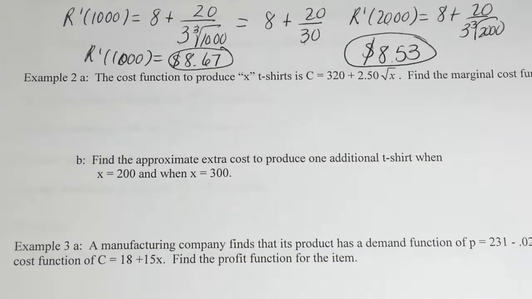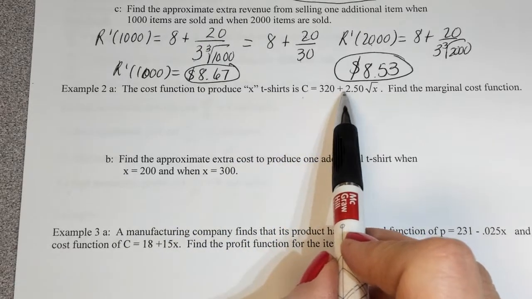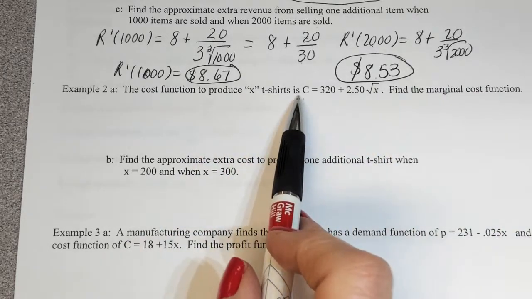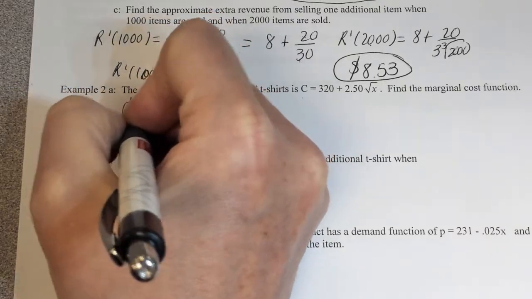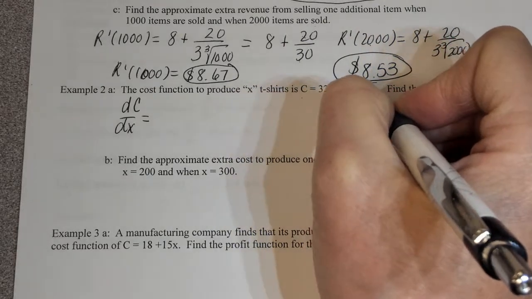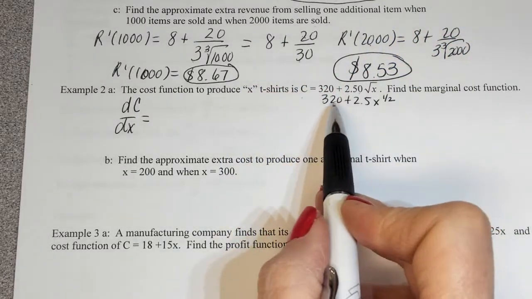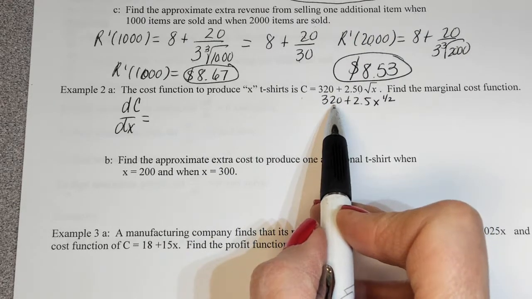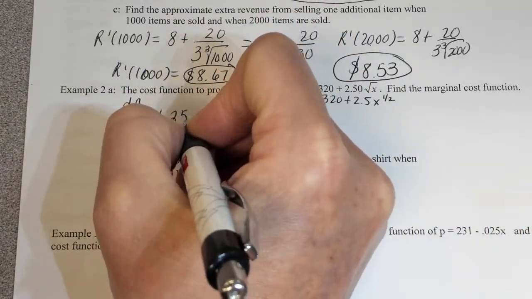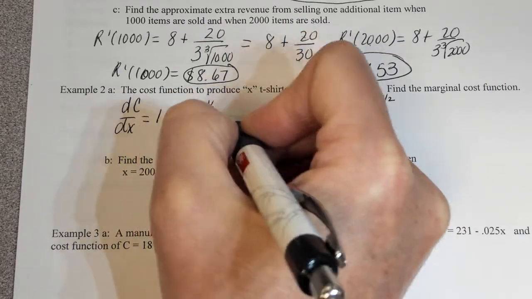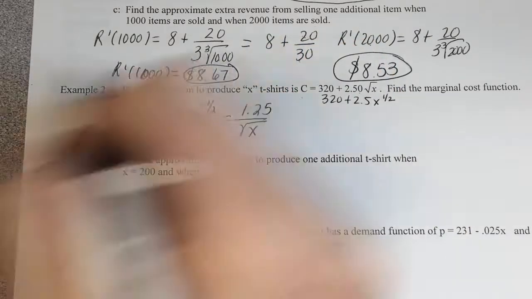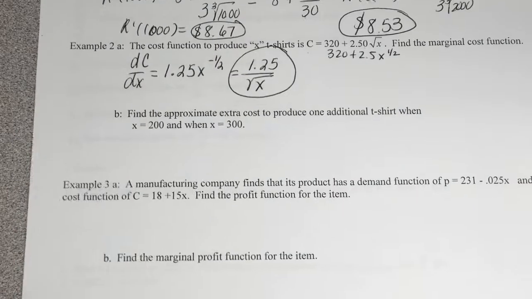The cost function to produce x t-shirts is C equals 320 plus 2.5 radical x. Find the marginal cost function. So marginal cost function, that's just our derivative of C with respect to x. I need to rewrite this as 320 plus 2.5x to the 1/2. So to find the derivative, 320 is a constant. 2.5 times a half, well, half of 2.5 is 1.25, x to the 1/2 subtract 1. So there's our marginal cost function. You don't ever have to rationalize the denominator.